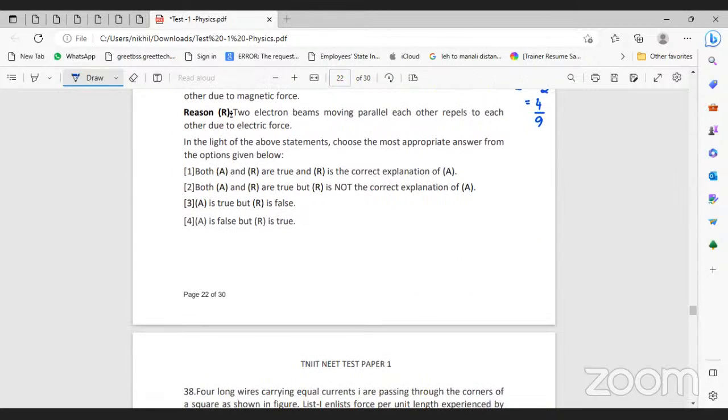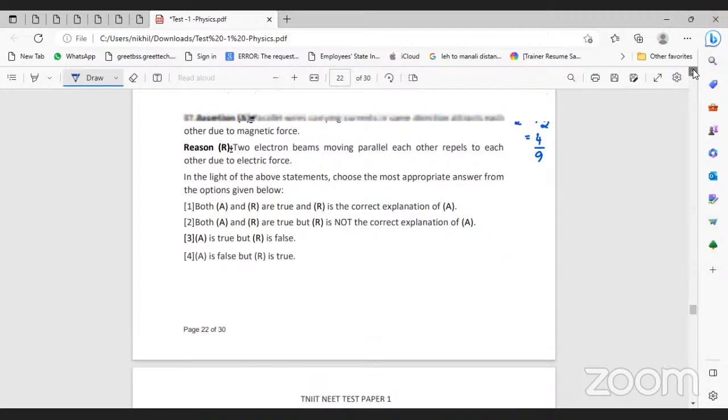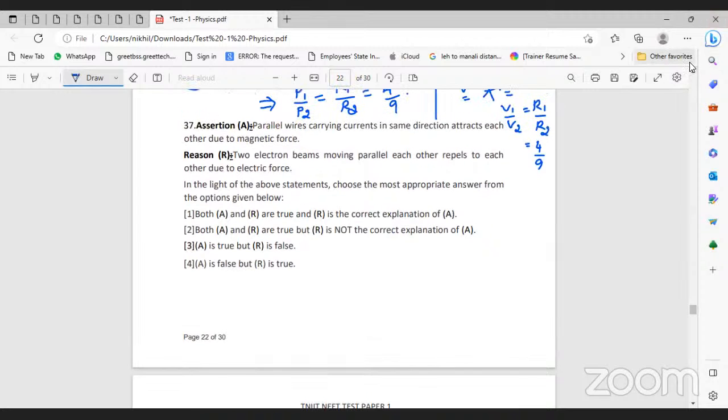Come to the next problem. The problem is based on assertion and reason, students. You know the concept of assertion and reason. You have to read both the statements. After reading both the statements, you have to tell which statement is correct, and whether there is any explanation in the reason for the assertion. You have to search for both.